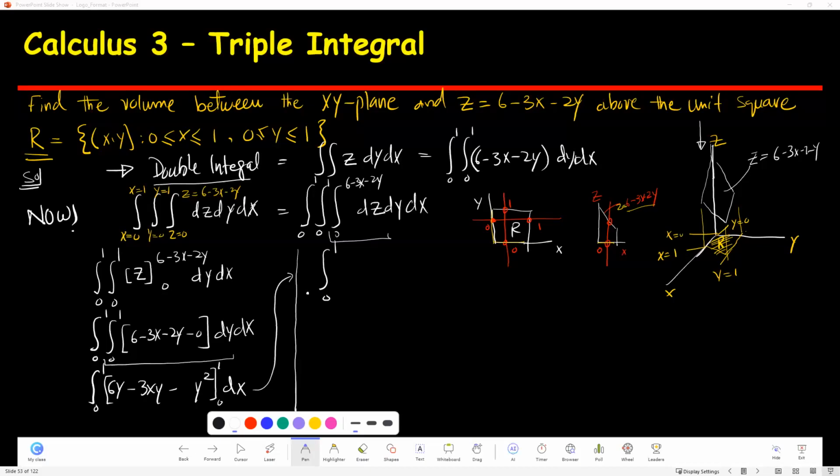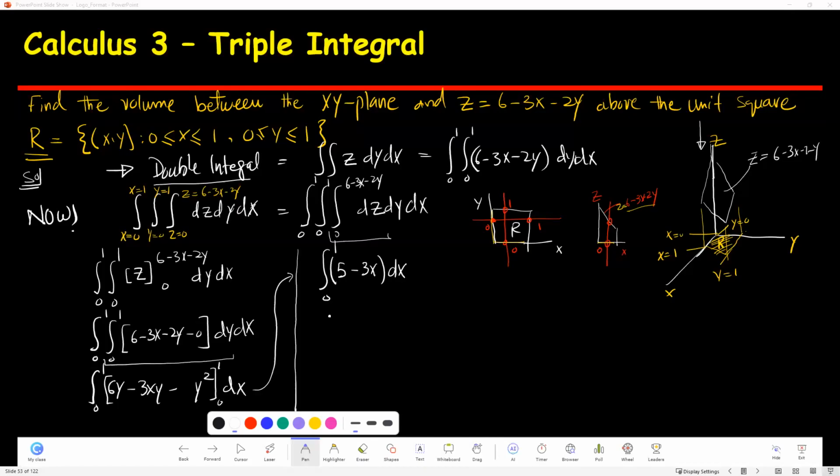It's going to be 6 minus 3x minus 1. If I substitute the lower limit, minus 0, I can simplify this one. 6 minus 1 is going to be 5. So 5 minus 3x, and then dx. So I'm going to write here 5 minus 3x dx.